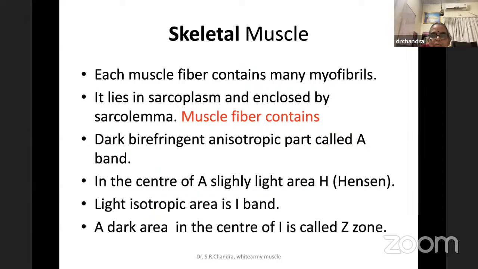And skeletal muscle fibers contain myofibrils. These myofibrils lie in the sarcoplasm and are enclosed by the sarcolemma. Just a brief revision of anatomy and physiology. The muscle fiber contains a dark, birefringent, anisotropic part called the A band. So the A band is anisotropic, and the isotropic band is called the I band. In the center of the A band, there is a slightly light area called Hensen's band or H band. And the light isotropic area is the I band.